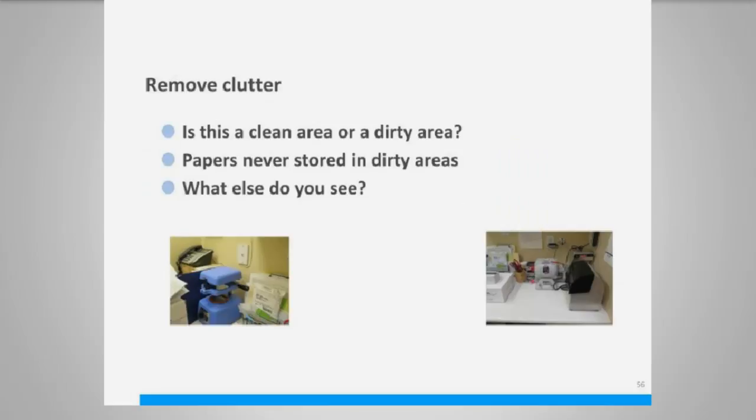We want to remove clutter. You'll see here in this area right here, we've got a mixture of items that are paperwork, items that are gloves, items that are going to be going to the lab, all mixed together. The lab area should never, especially when we've got a lathe there, should never have papers around it. What else do you see in here that needs to be changed?